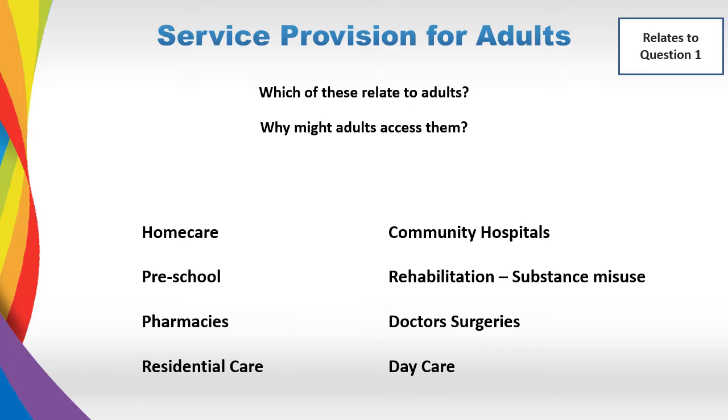Service provision for adults. We're going back to relating to question 1 here. Which of these relates to adults and why might adults access them? We've got home care, preschools, pharmacies, residential care, community hospitals, rehabilitation such as substance misuse, doctor's surgeries and daycare. Which of these relate to adults and why might adults access them? We've looked previously at some of the reasons why they might access them.